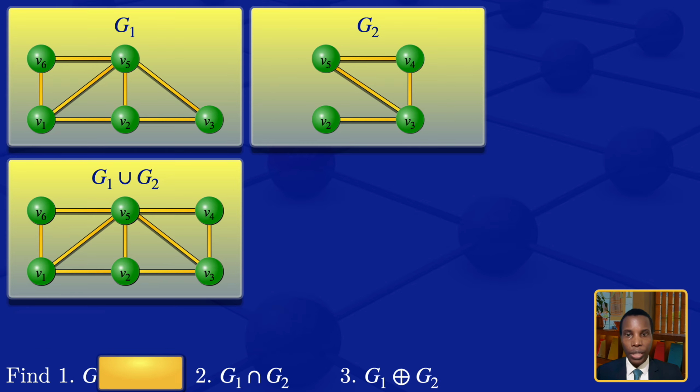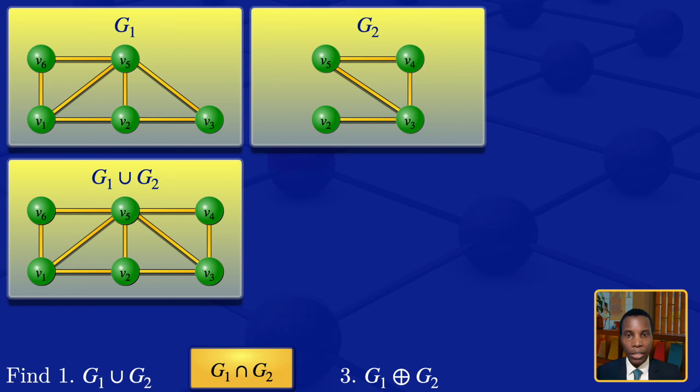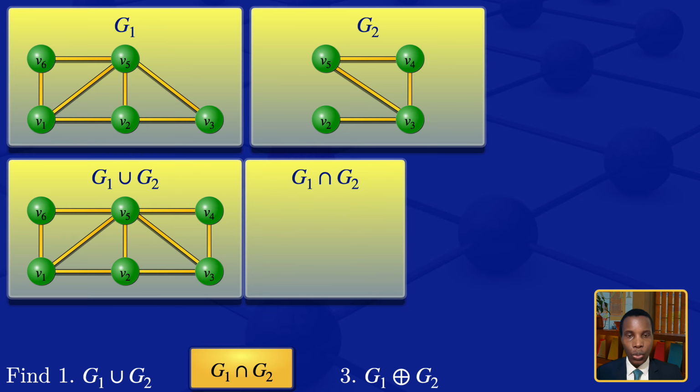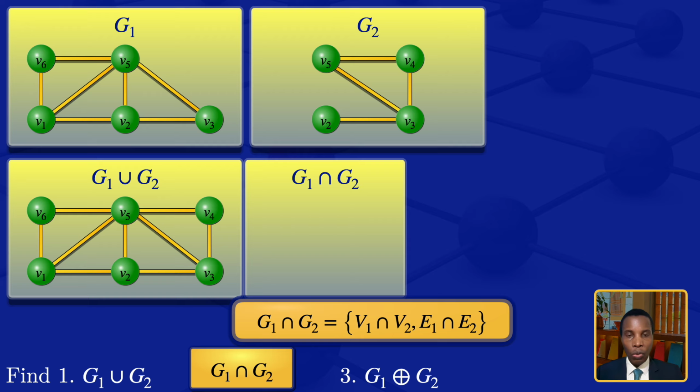I will now move on to the second question, the intersection of G1 and G2. So I would have my graph, the intersection of G1, intersection G2. So by definition, the intersection of G1 and G2 will be looking at the set of vertices that are in G1 and in G2. So that's the intersection here. And for the edges, we are looking at edges that are in G1 and G2. So we are looking at the intersection of edges in G1 and G2. That is what this part is saying here.